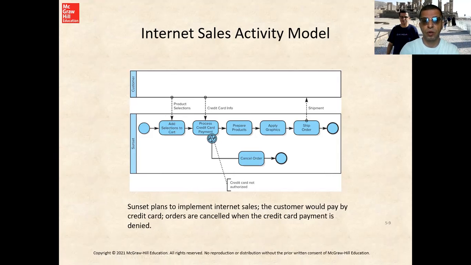Once this is done, we get it here, but before we do anything, we're asked to process the credit card payment. So the credit card payment is happening. Now, if it's not authorized, then we decline, cancel the order, which comes in here. And if it's approved, then we prepare the product, apply the graphic, and then we ship the order to the customer and close. So Sunset Plans is to implement internet sales.